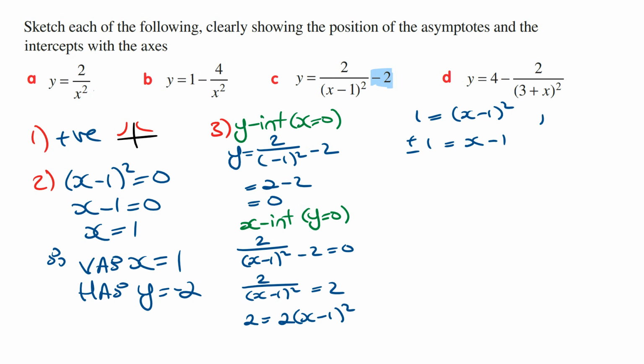And so solving for x, x is going to be 0 or x is going to equal 2. And so the x-intercepts are going to be at 0 and when x is equal to 2. And now for the final step, we label all this information on the axes and then sketch the graph.